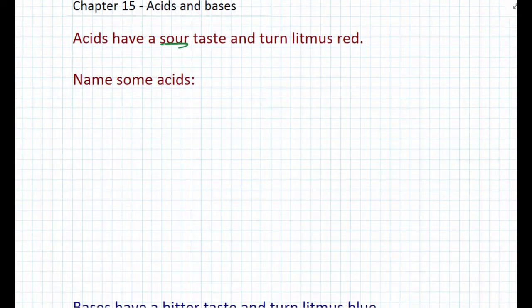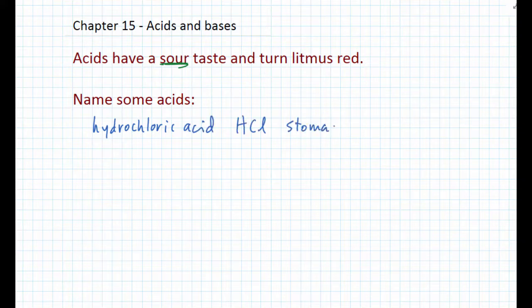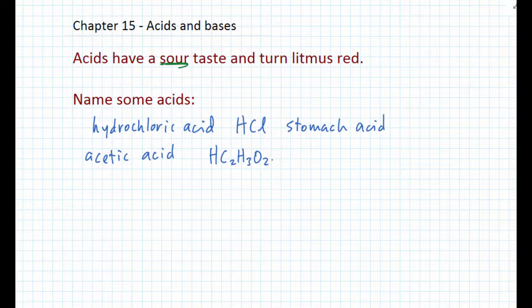Here, why don't you name some acids for me? What's an acid? Hydrochloric acid. Okay. That's the most famous of all the acids because that's in your stomach, right? Acetic. We will be seeing acetic acid a lot. HC2H3O2. Vinegar, right? Yep, that is the acid that's in vinegar. That's usually the way its formula is written.